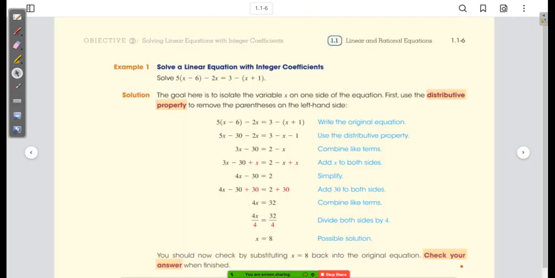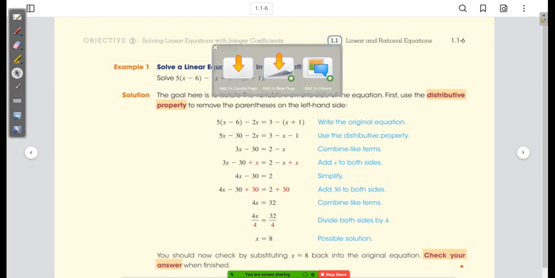Let's get to an actual problem instead of reading how to do one. Okay, so example 1. Solve a linear equation with integer coefficients. This is saying with integer coefficients. An integer would be a whole number, and a coefficient is the number that is in front of the variable.